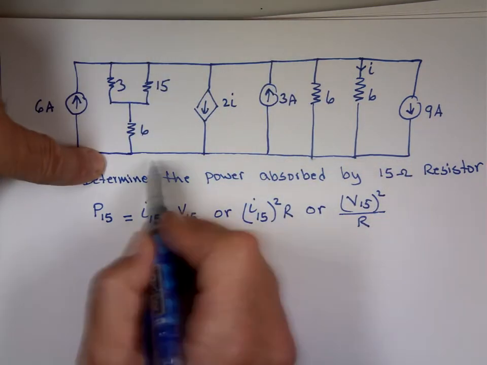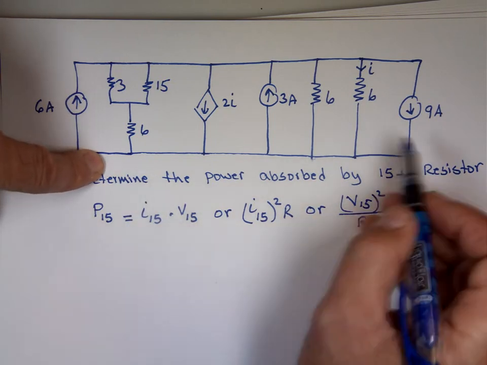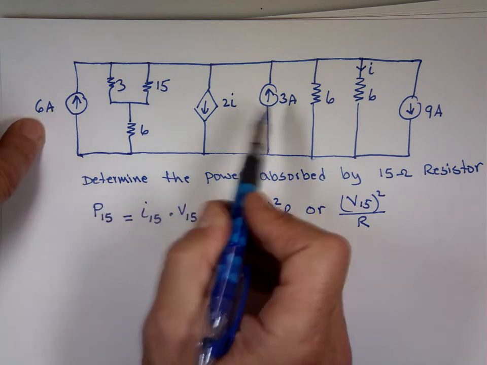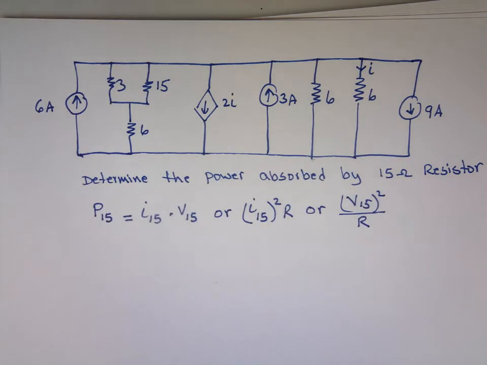So I can take the three sources and put them together, combine them. I get 6 pushing up, I get 3 pushing up. Together, how much? 9. 9 up, and I get 9 down. What will happen? They cancel each other out. The net result is 0. Why? Because the current entering a node should equal the current leaving the node.